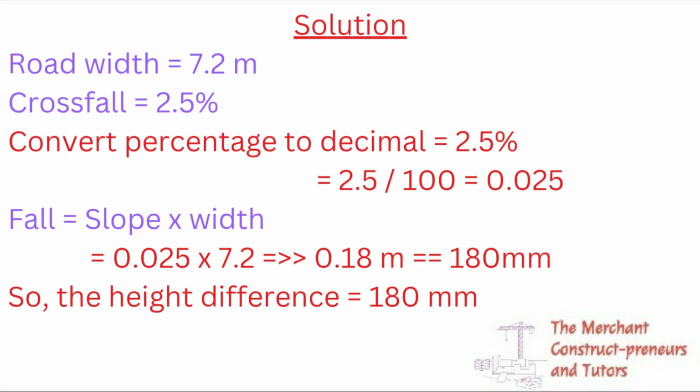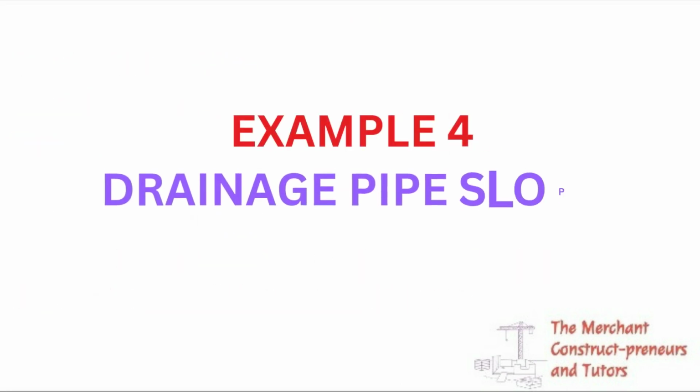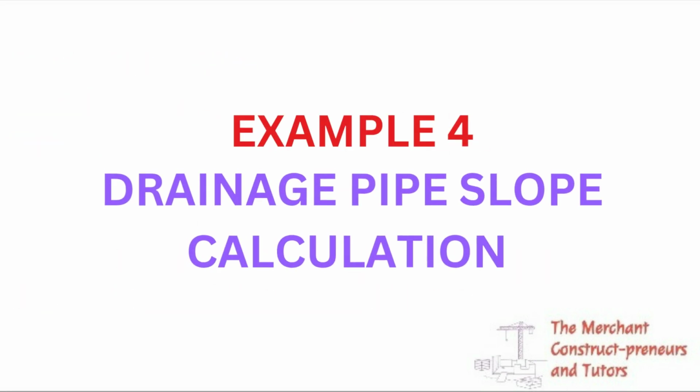Now, fall is equal to slope times width. It's just like saying slope is equal to fall divided by width. The fall is what we are calculating. So our slope 0.025 multiplied by the 7.2 width is 0.18 meters, expressed in millimeters, 180 millimeters. I don't know if this is confusing. If it's confusing, you just have to take it slowly and understand what just happened there.